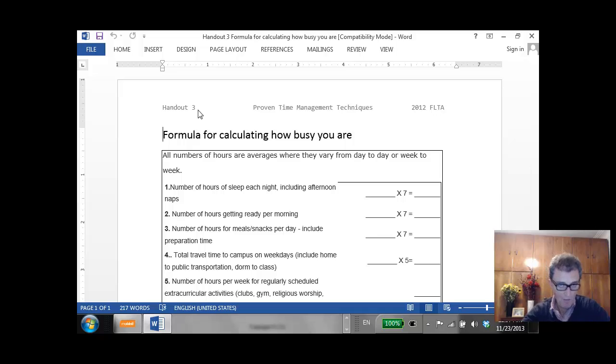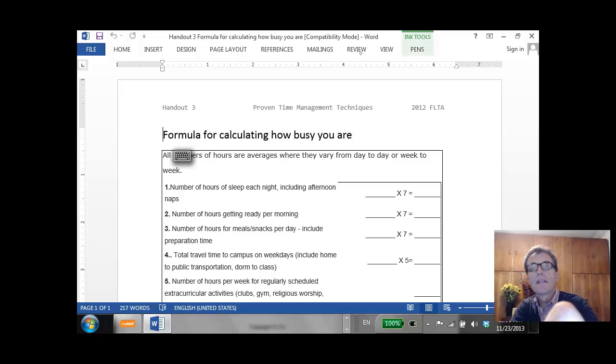Now, we know that there are 168 hours in the week, and we use quite a few of them sleeping, or maybe some people don't use very many sleeping, but we use them up. There aren't very many left in the week. There are fewer hours per week for studying than you think. We're going to calculate exactly how many you have. Now, this is a formula that's going to give you how many hours a week you're busy during the week.